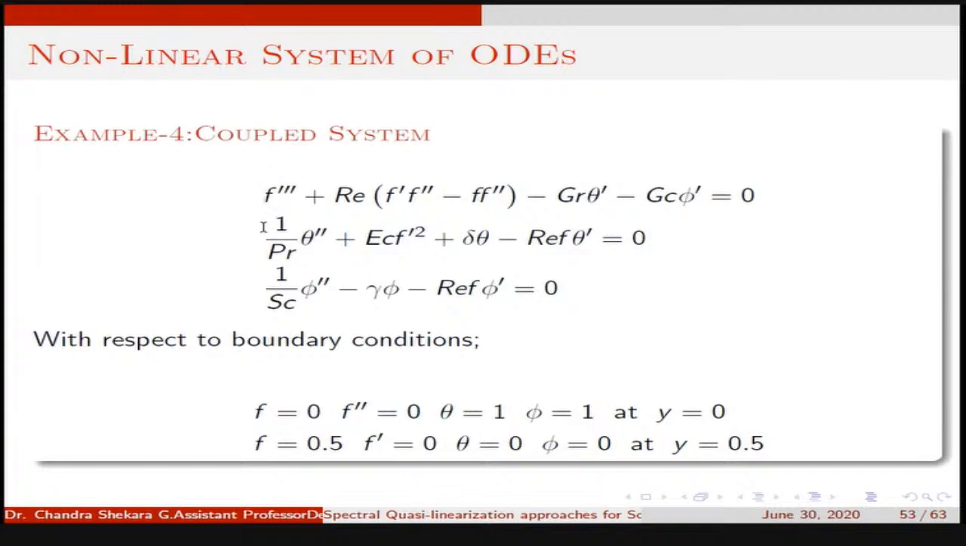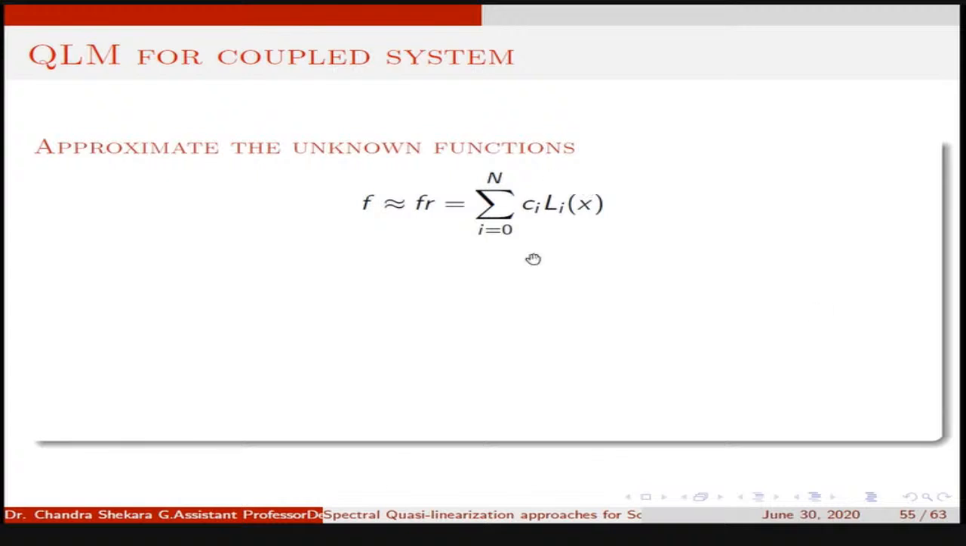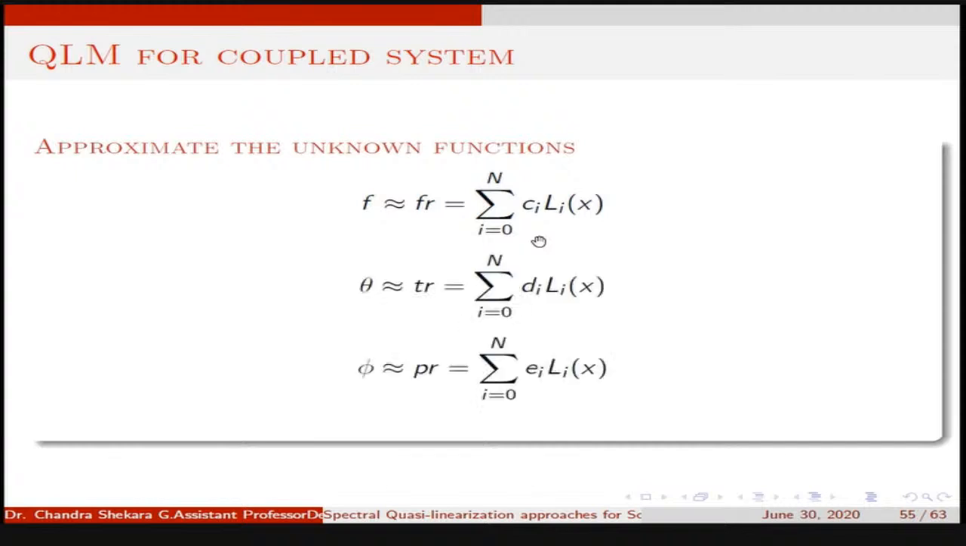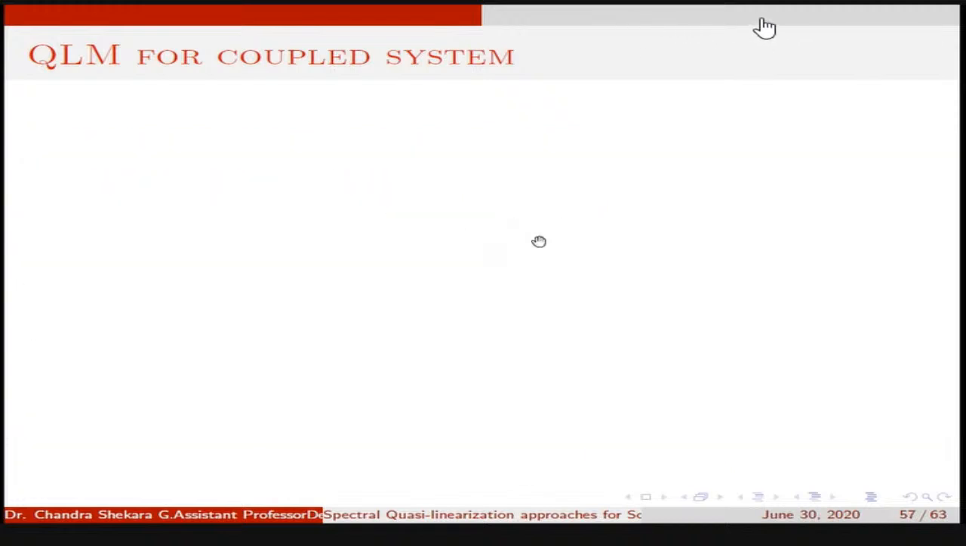You take these as f, g, h, then assume the solution at the rth iteration, then expand this as a Taylor series in multiple variables, then take the terms with suffix r to the right hand side and keep terms with suffix r plus 1 on the left hand side. Then we can find those coefficients using this, and this is the nonlinear term in the first equation, in the second equation, and in the third equation. Then assume the solution by using Lagrange polynomials for the first variable, second variable, and third variable. Then use the Gauss-Lobatto points as collocation points.